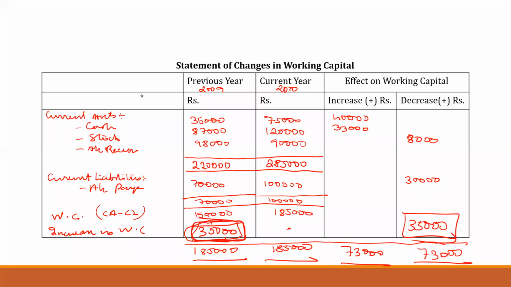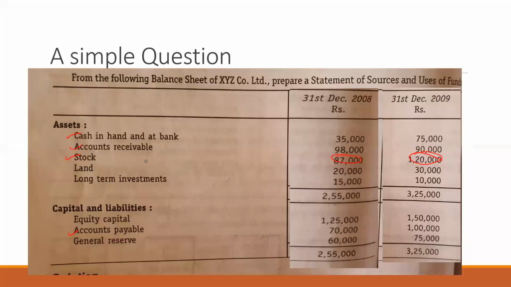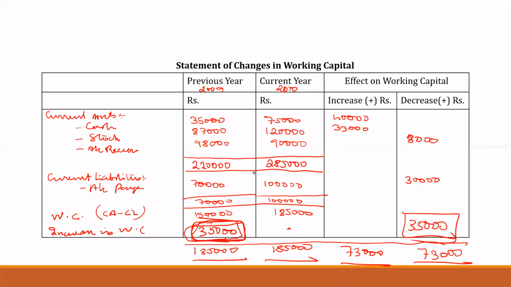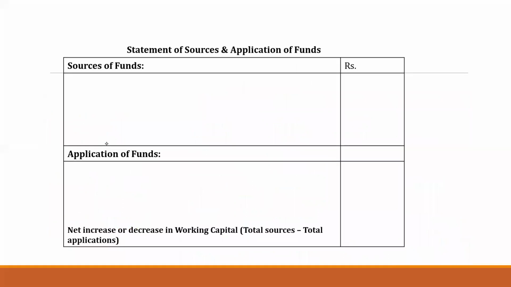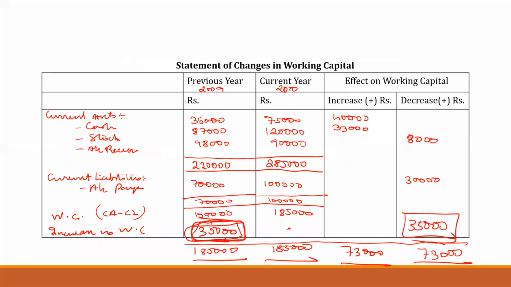From the next class we'll be doing the problems only. What is the next item after preparing our statement of changes in working capital? The fund flow statement, with sources of funds and application of funds. Here also you can see the net increase or decrease. We'll be getting the same amount, 35,000. Now we'll see how to do that.